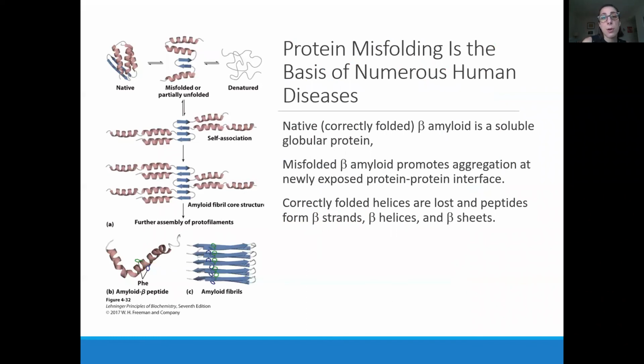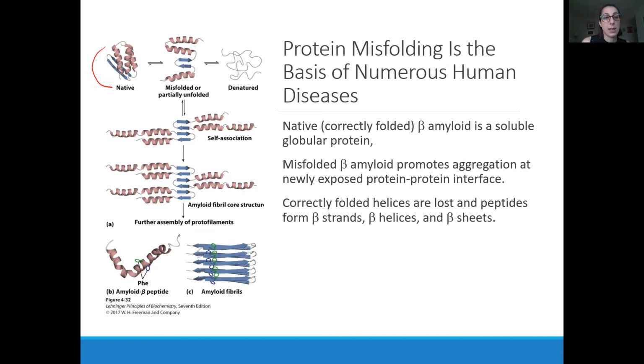So as I noted, protein misfolding, this ability to denature or misfold, can occur in a number of human diseases. One very good example of this is the beta amyloid protein, which is associated with Alzheimer's disease. Beta amyloid, as shown here, when it's in its native folding structure, is a globular protein. Remember what we talked about, fibrous versus globular protein. So you can see it has this kind of spherical nature. It's a mixture of beta and alpha chains.